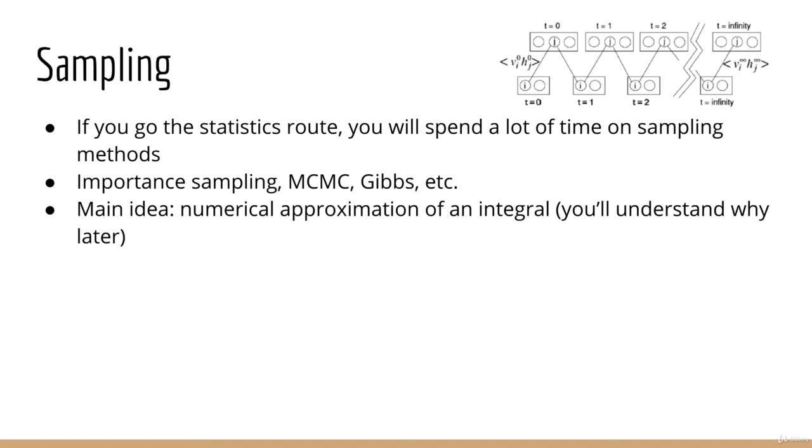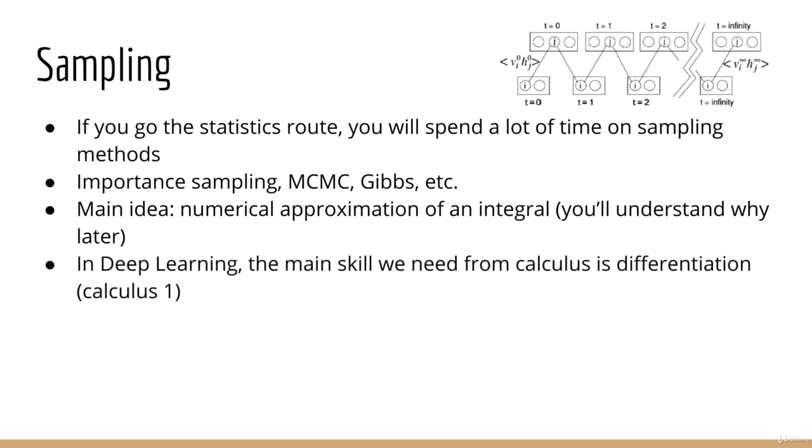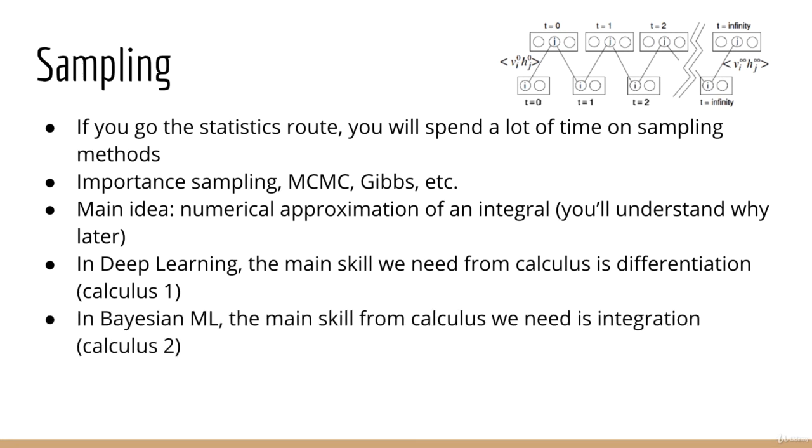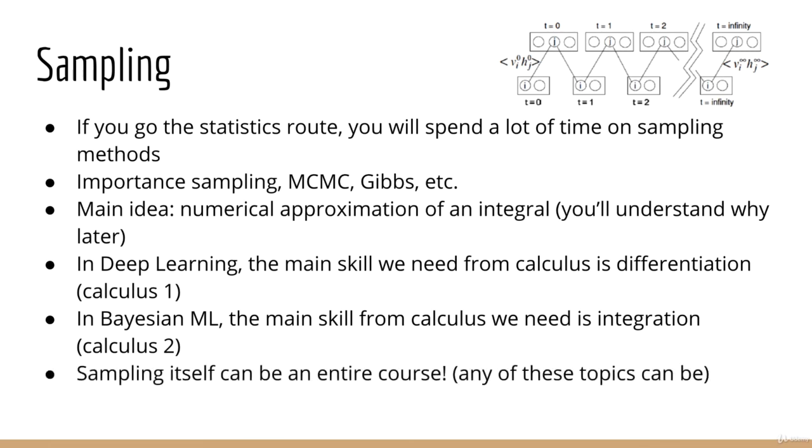In fact, when some people talk about Monte Carlo, they talk about it as a technique of numerical integration rather than a technique of statistics. So this is interesting if you've ever studied other areas of machine learning, such as deep learning. With deep learning, you'll find that the main skill you apply from calculus is differentiation, which is often synonymous with the course Calculus 1. With Bayesian machine learning, the main skill you apply from calculus is integration, which is often synonymous with the course Calculus 2. Now, it's important to remember that this on its own is not a small topic. Sampling by itself could be one or more courses. That's how complex this topic really is.